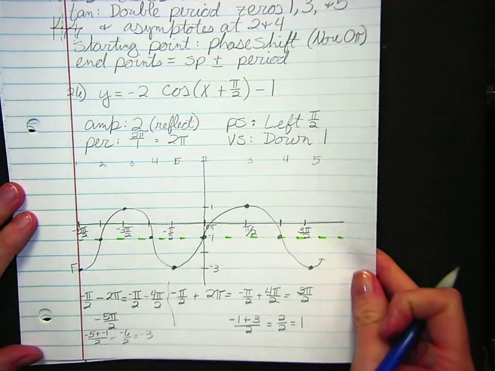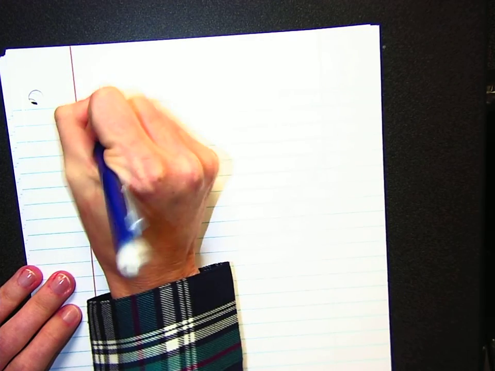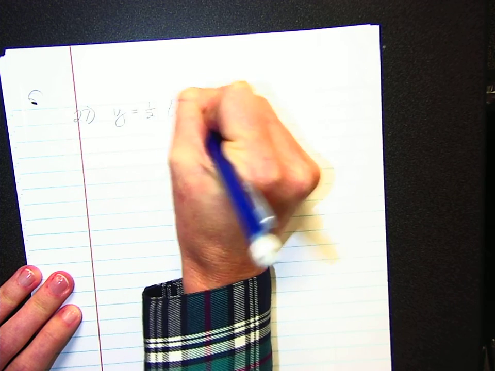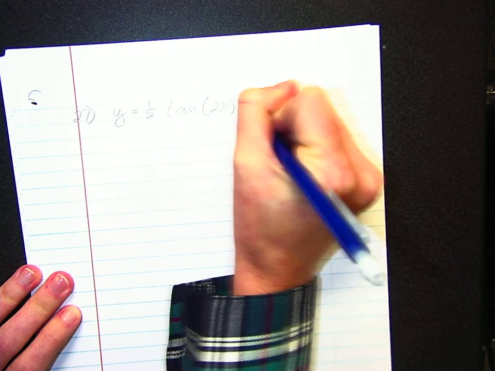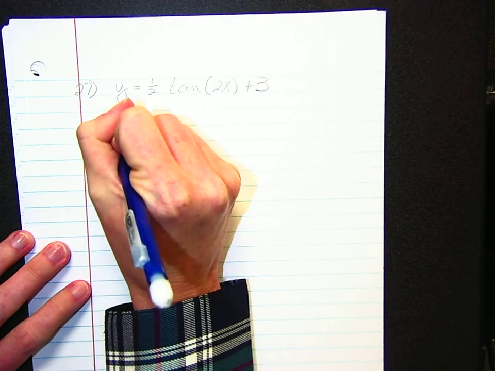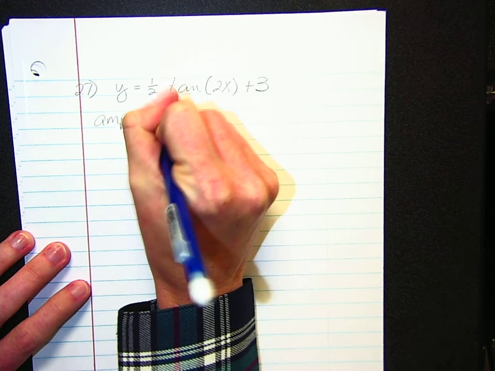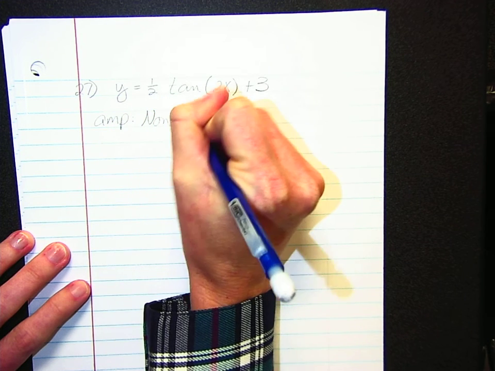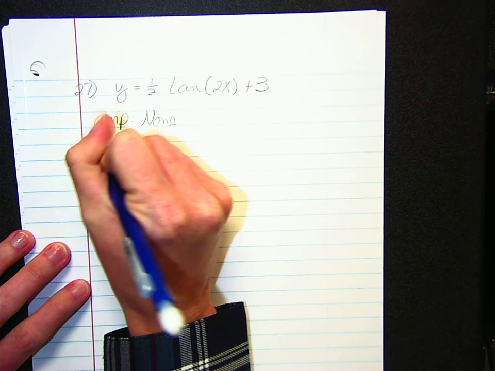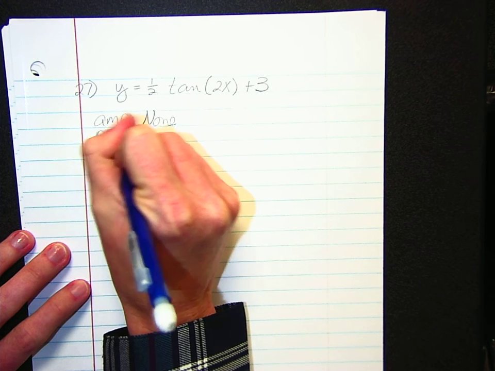All right, on 27, we've got a graph of tangent. So on 27, I'm working with 1/2 tangent of 2x plus 3. Okay, so let's go ahead and start again by filling in our chart with our amplitude. Remember that tangent doesn't have an amplitude. Amplitude is the idea of something going up and how far it goes before it turns, before it comes back down. Tangent never turns.